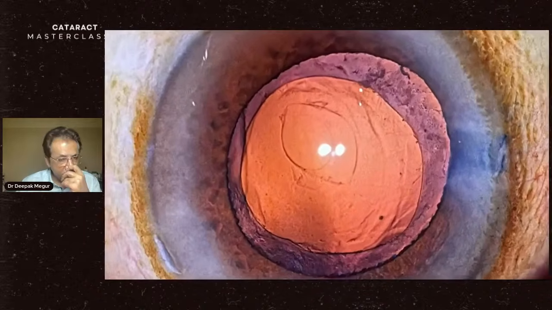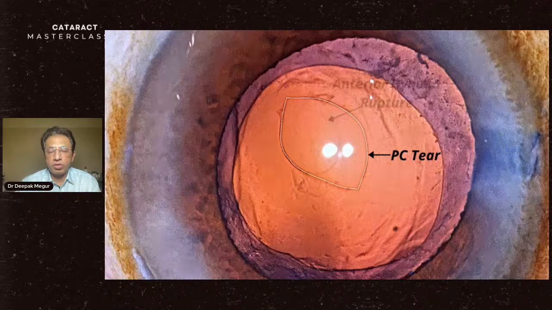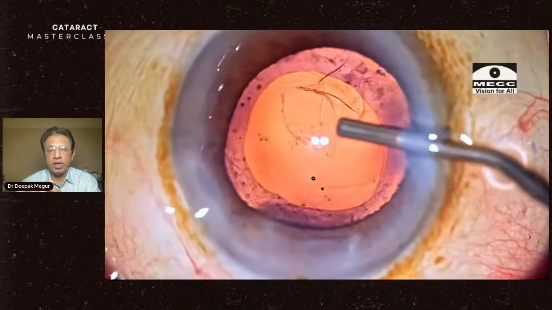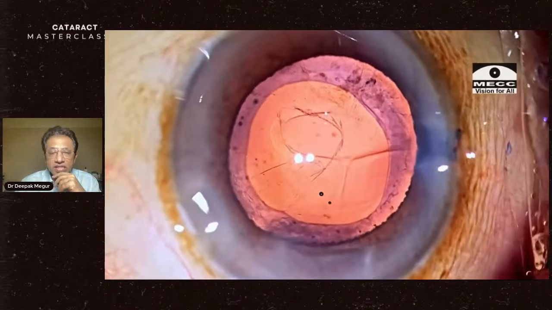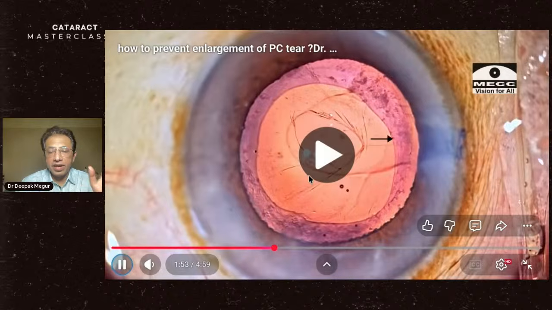Now, it's the same case which I was showing you before, where we had a posterior capsular tear and an anti-hyaloid rupture. The moment I put in OVD, the vitreous just collapses out. Now you can see this edge, and there is every possibility that this edge can extend out. So my goal is to ensure that this tear does not go up and that I can place the lens in the bag. That is the idea.